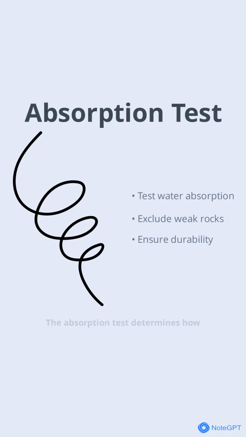The absorption test determines how much water a rock can absorb. Rocks that absorb too much water may weaken over time, especially in wet conditions. By conducting absorption tests, engineers can identify and exclude rocks that are likely to deteriorate, ensuring the long-term durability of the structure.